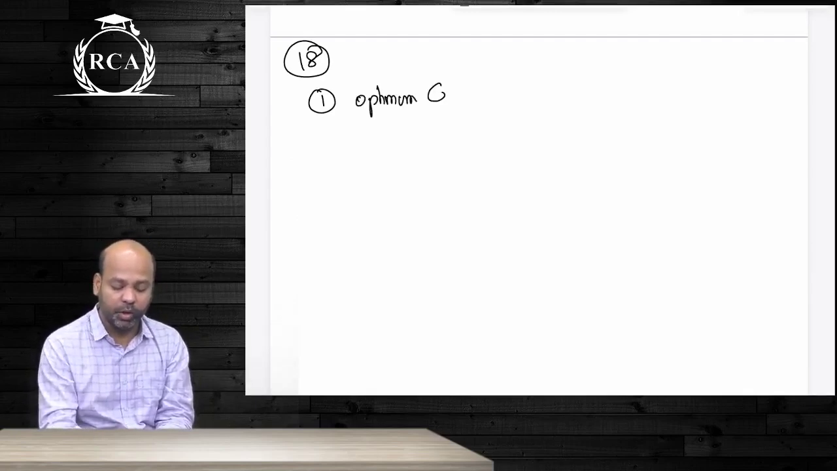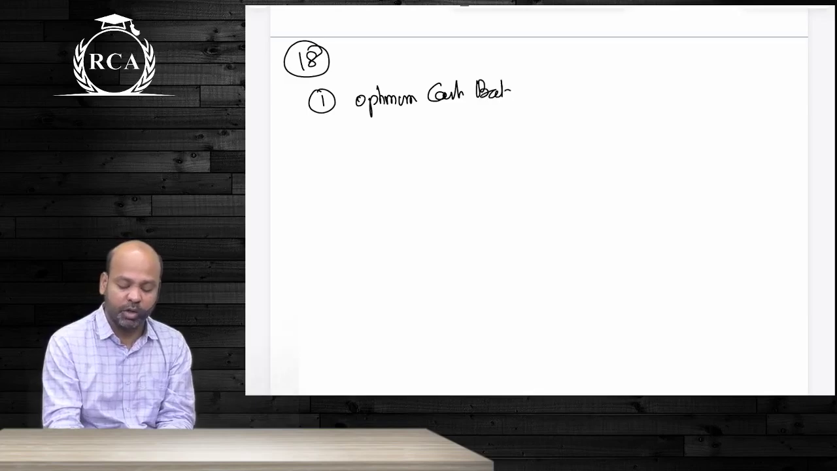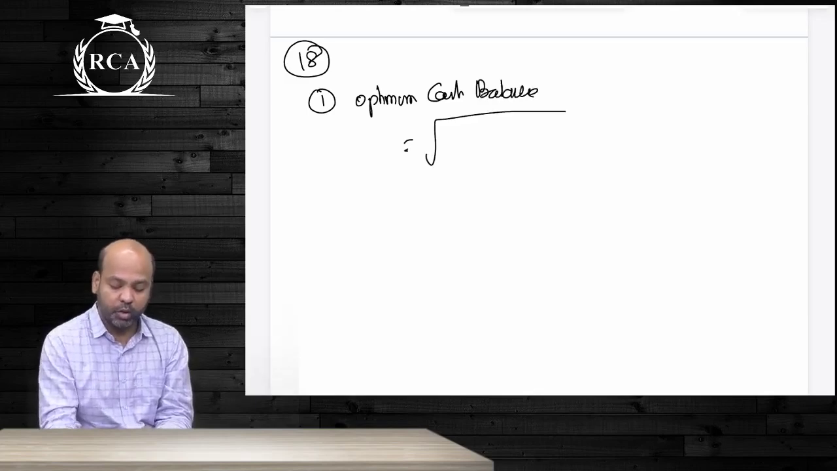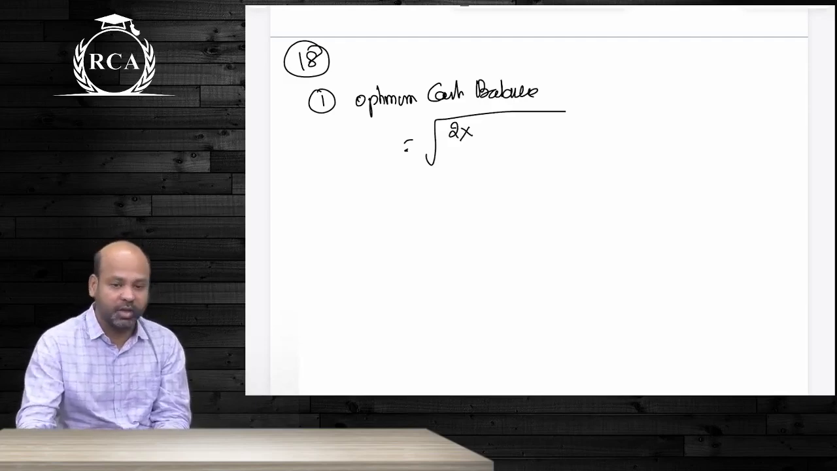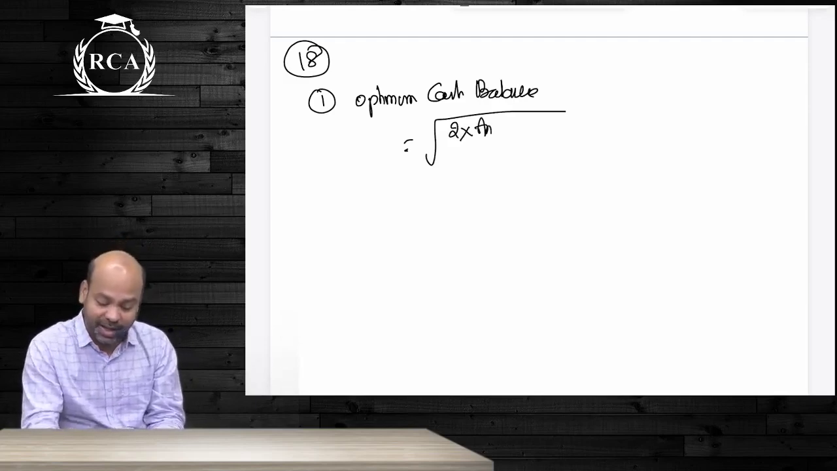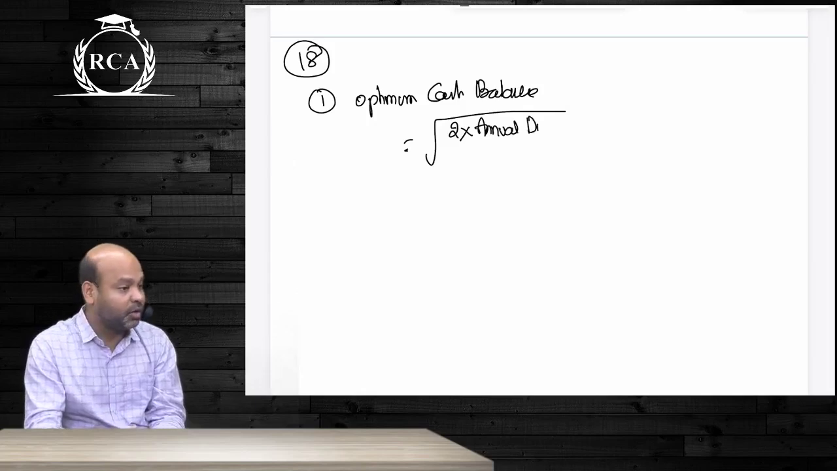How do you compute optimum cash balance as per Baumol's model? What is the formula, guys? Root over 2 UP by S. UP in the north, S in the south. Remember? 2 times of annual disbursement.